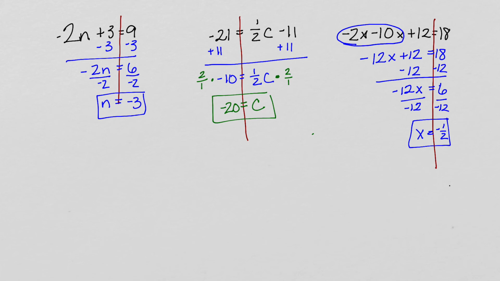Now, in the third problem, we had some like terms here. You had to take those like terms. -2x minus 10x is the -12x. And then you solve it like the others. You subtract 12 from both sides. Then you're going to divide by -12 on both sides, and you get x is -1/2.